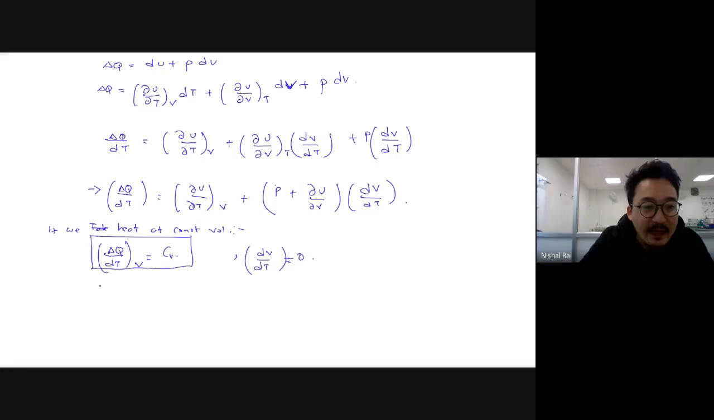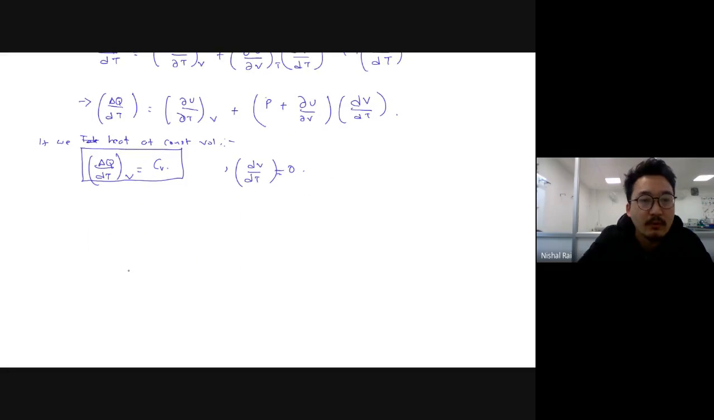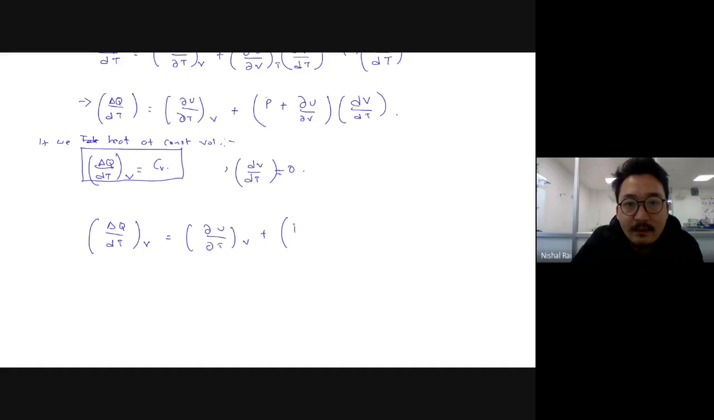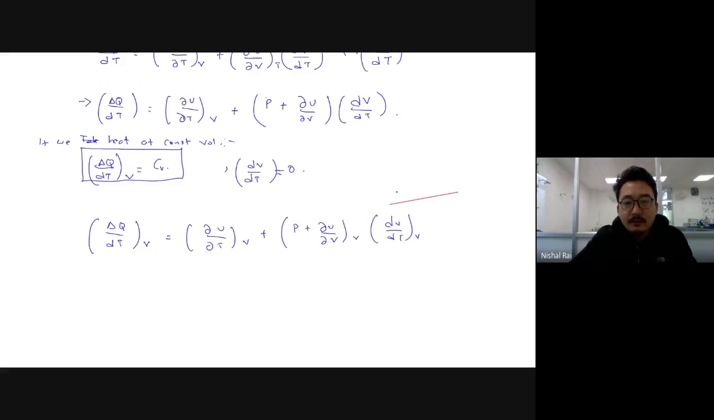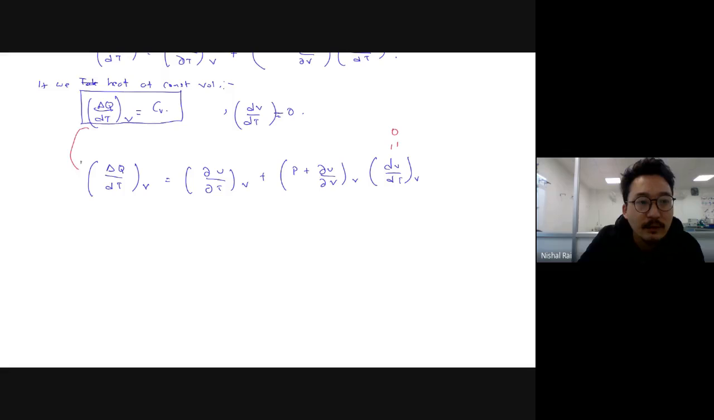So basically, if we heat the system at constant volume, we have to put dQ by dT at constant volume. This is also at constant volume, and del U by del V is also at constant volume, and this dV by dT is also at constant volume. But you know, if the volume is constant, its derivative will vanish. So that's why this will turn out to be 0. So you are left with, now let's substitute this over here.